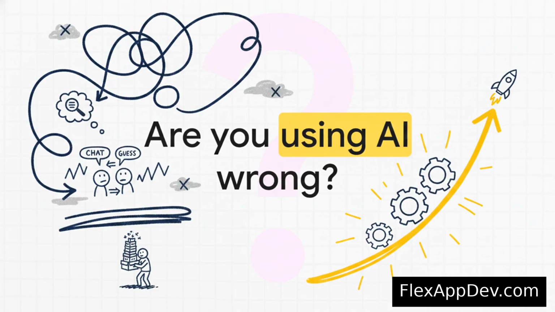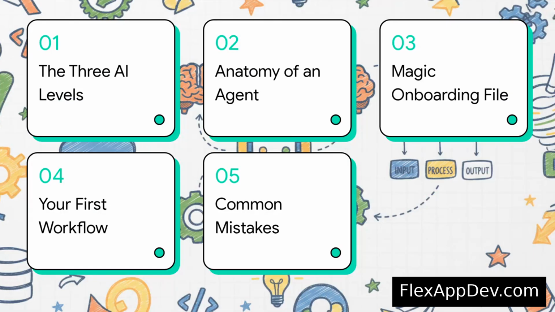But working this way means you are doing all the project management. You're carrying all the cognitive load. Well, today, we're going to completely break out of that loop. Here is our game plan to make that happen. We'll start by looking at the 3 AI levels. Then we'll dissect the anatomy of a real agent, uncover what I like to call the magic onboarding file, actually build your first workflow, and finally, go over how to avoid the most common mistakes.